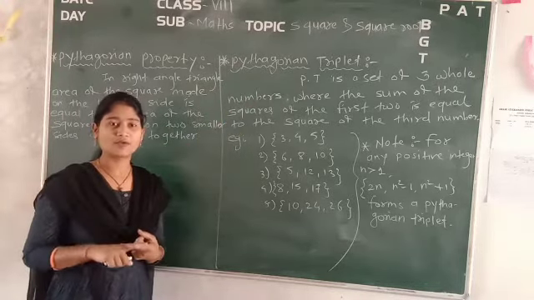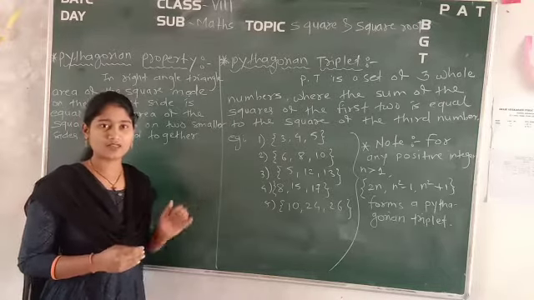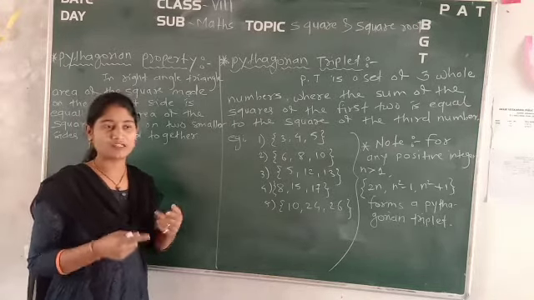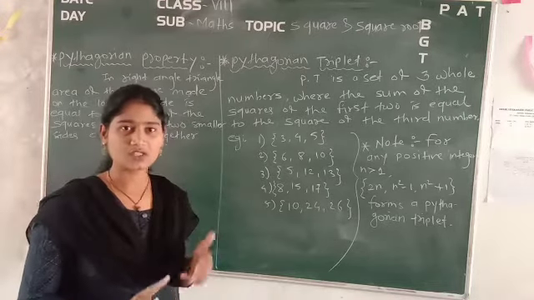Now here we are turning to the second topic of this lesson, that is square and square roots. Before that, what have we learned? We have learned some examples related to exercise 6.1. Within that we have learned some properties that are based on square and square roots.